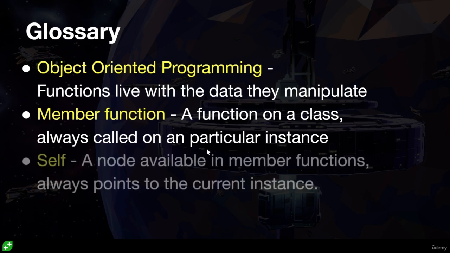So we've learned that self is a node available inside of member functions that always points to the specific current instance that we are using.